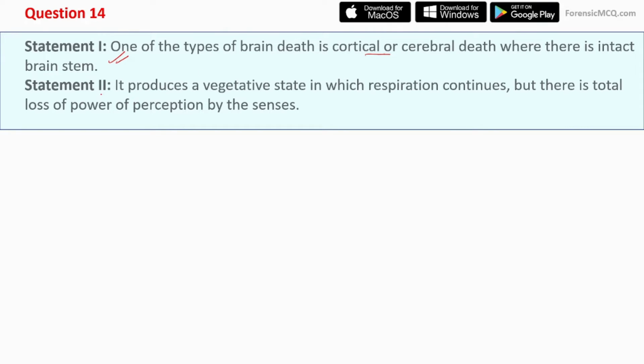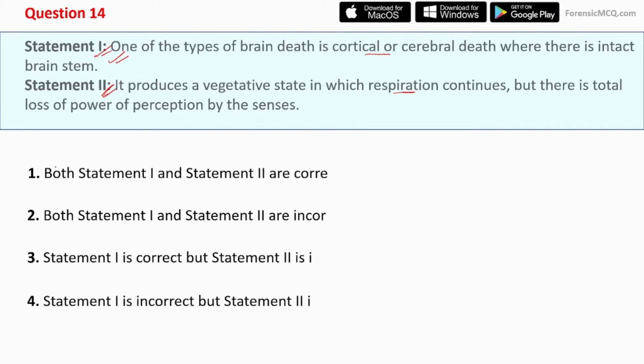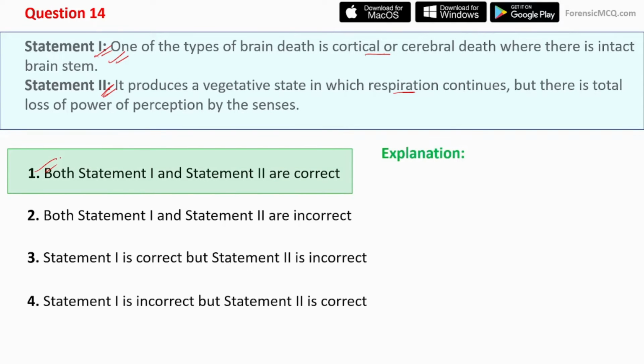Now let's check statement two. It produces a vegetative state in which the respiration continues, but there is a total loss of the power of perception by senses. This is also correct because in cortical or cerebral death, respiration continues, but there is a loss of the senses. So statement one and statement two both are correct, and the correct answer for this will be option number 1. Now let's check the explanation part.